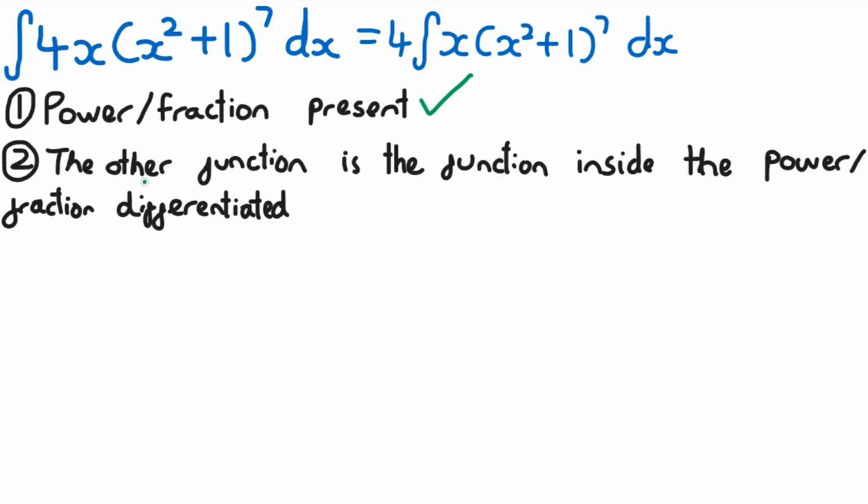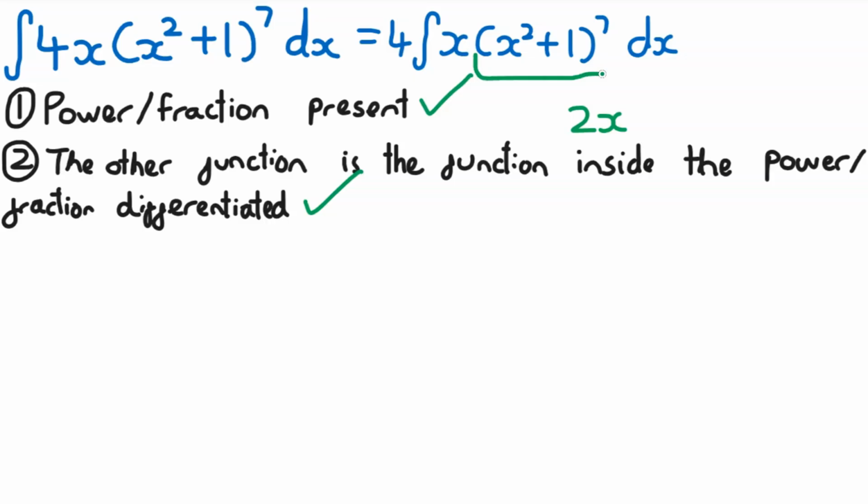And the second clue, where the other function is the function inside the power differentiated, well, this power of 7 here, the function inside this power is this bracket, this x squared plus 1. So if we differentiate this x squared plus 1, well, if you differentiate plus 1, it's just a constant, so it goes away. And if you differentiate x squared, it becomes 2x. Now, we don't really worry about this coefficient in front of the x, this 2, it isn't really too important. What we need is this x here, and you can see that we have this x here, so therefore this second condition is satisfied, that we have this other function is the function inside the power differentiated, so therefore we can use the reverse chain rule.